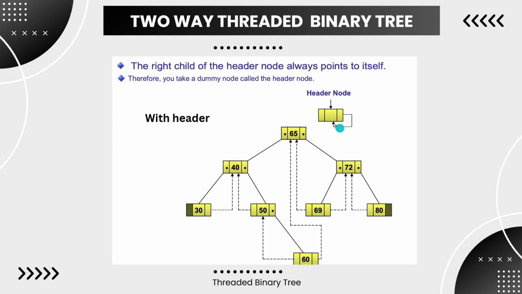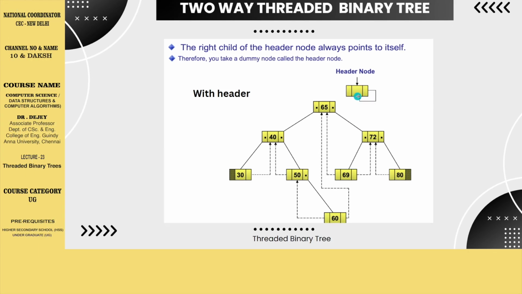Similarly, here we have put up a header node. The purpose of the header node is to point to the root node of the tree. So, naturally this header node will have the address of the root node, which is the address of node 65. In that particular header node, you could see that its left pointer points to the root node, and its right pointer is made to point to itself. This is how we implement a two-way threaded binary tree with a header.